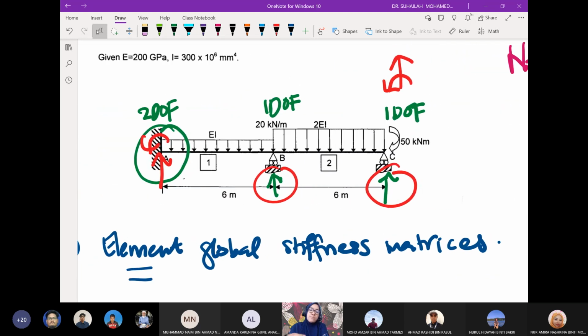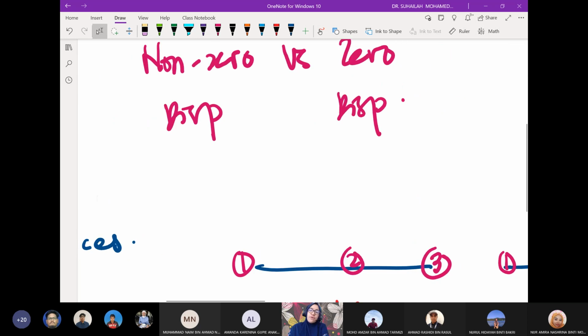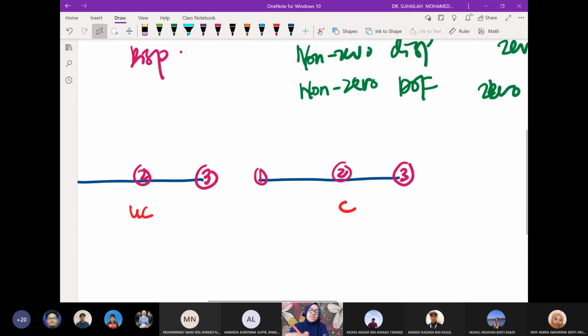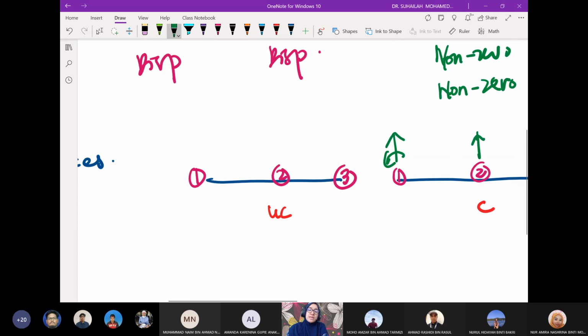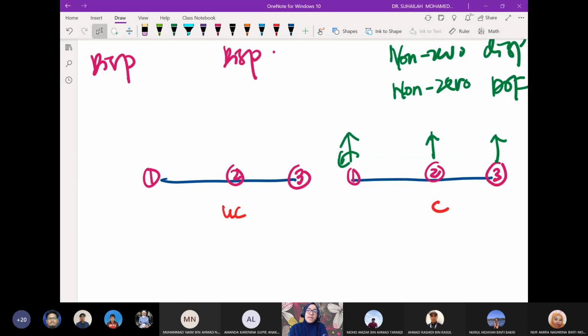So 2, 1, 1 means there are four in the constrained system: two at node one, one at node two, one at node three. The total must be 6 because there are 3 nodes. So 4 have been put under the constrained system, and there are 2 remaining that we have to complete. Each node must have 2 degrees of freedom.